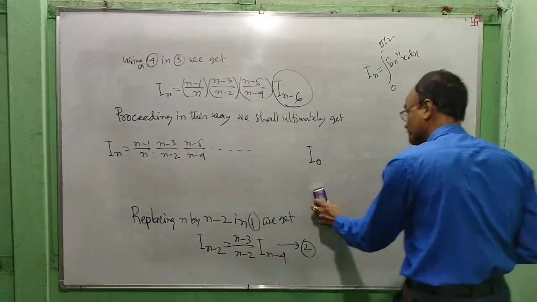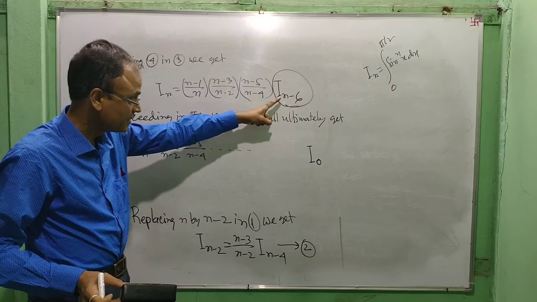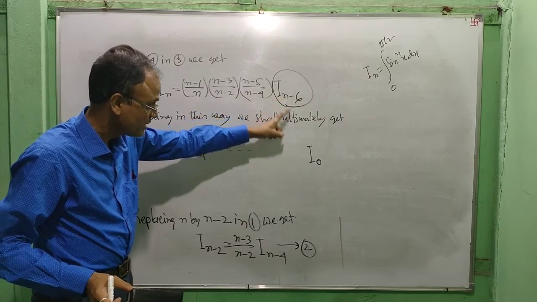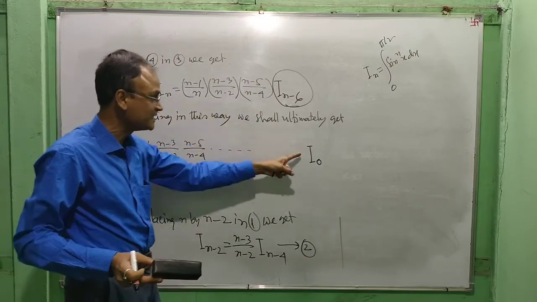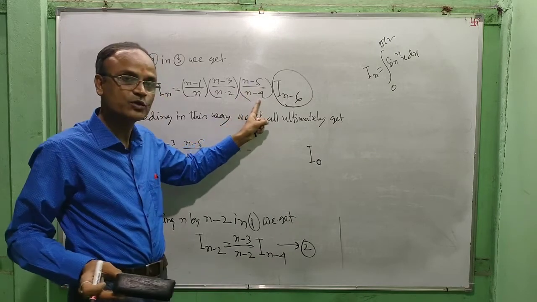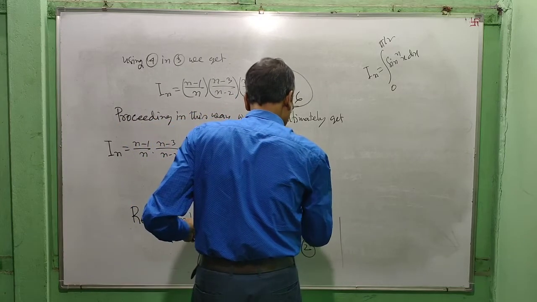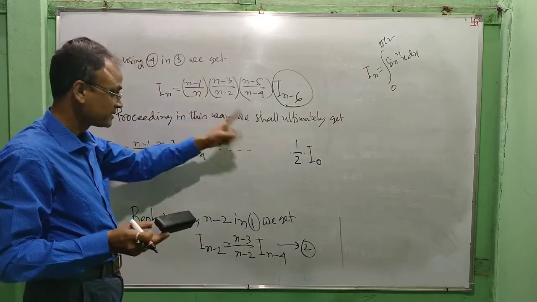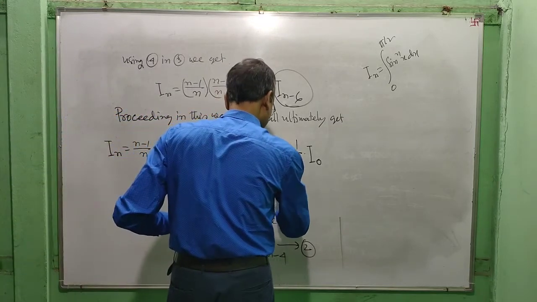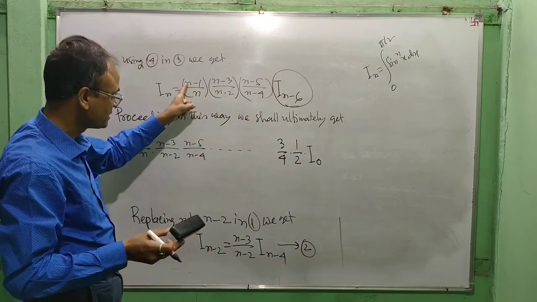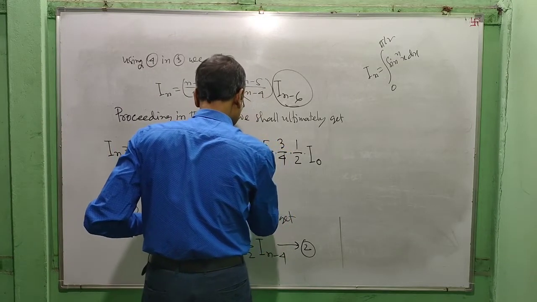When it is I0, what will be this term? We have put n equal to 6. We have got it is I0. What will be the term just before I0? 6 minus 5 by 6 minus 4, it will be 1 by 2. Next, the term before 1 by 2, 6 minus 3 by 6 minus 2, 3 by 4. And the term 6 minus 1 by 6, 5 by 6. We shall get like this.